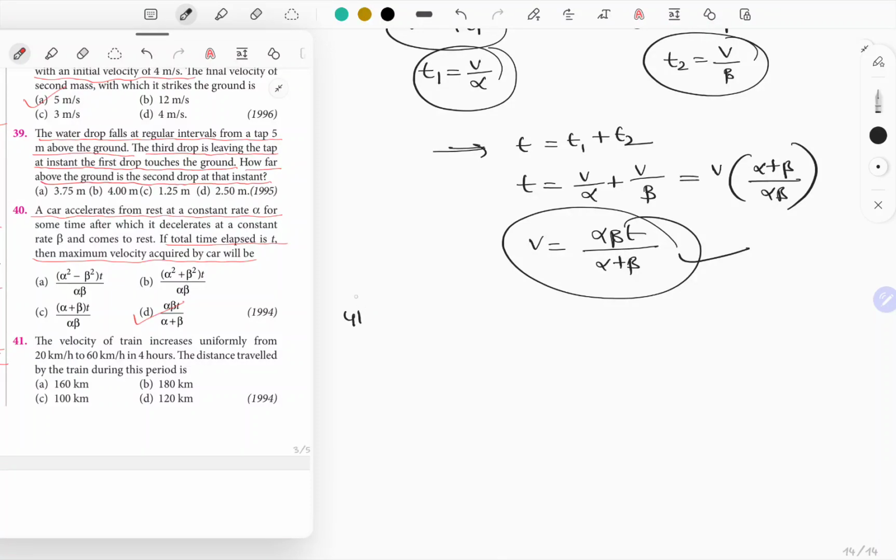Next, question number 41. The velocity of a train increases uniformly from 20 km per hour to 60 km per hour within 4 hours.